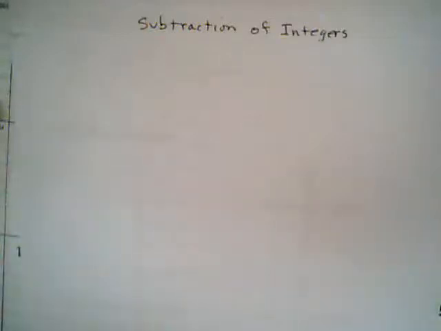Okay, today's lesson involves subtraction of integers. For our first example, we're going to take negative 15 minus a negative 4. Now what we do is we treat subtraction as addition of the opposite. So what that means is what I like to call changing the sign and adding. You change the sign of the number being subtracted and add instead of subtract.